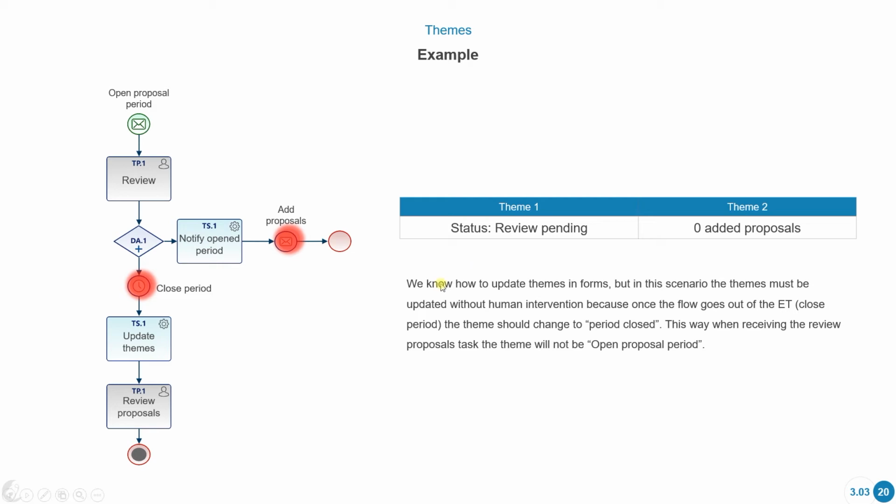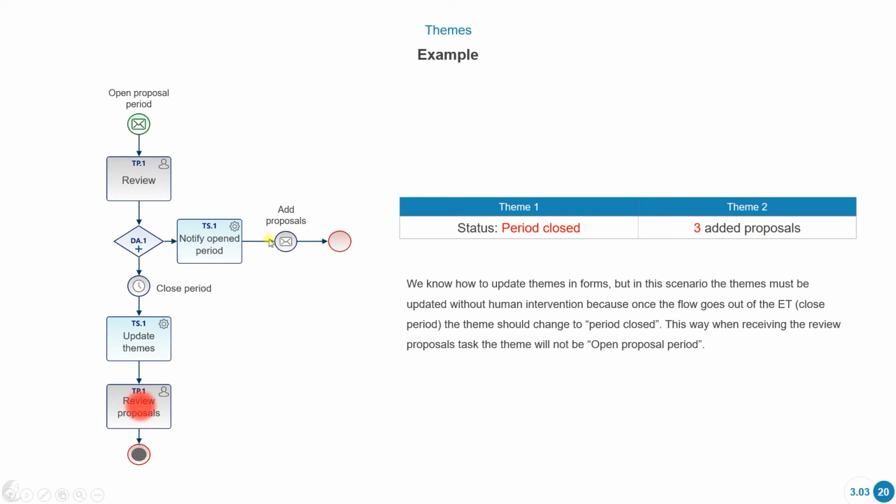Now, let's imagine after some time, after 5 minutes or 5 days or whatever, the flow continues, and here we update the themes. We change the value of the theme. What would happen if someone accesses the list of intermediate events? They wouldn't see this value. They wouldn't see that the status is still review pending and 0 added proposals, because once the flow goes out of this object, it would update the themes. It would change these values. For example, now the status is period closed, and here it says 3 added proposals.